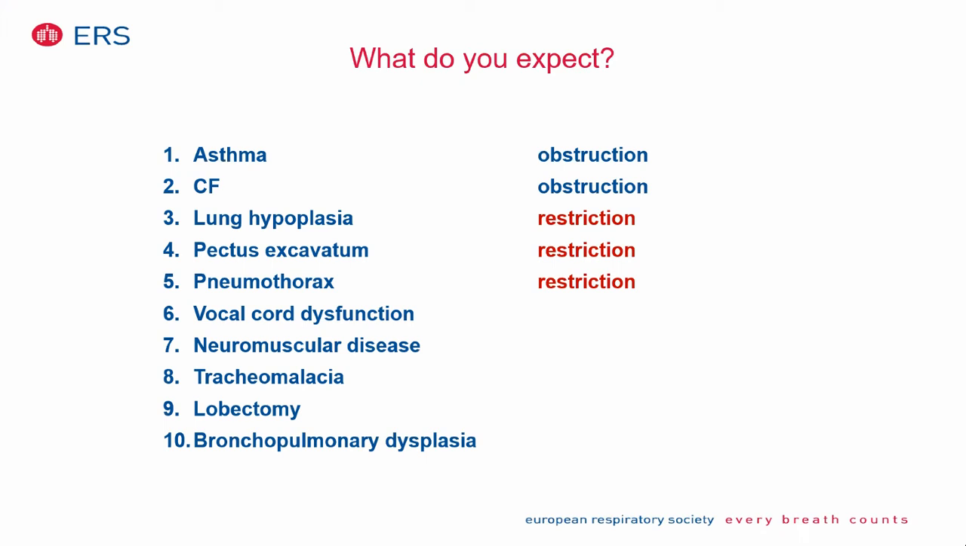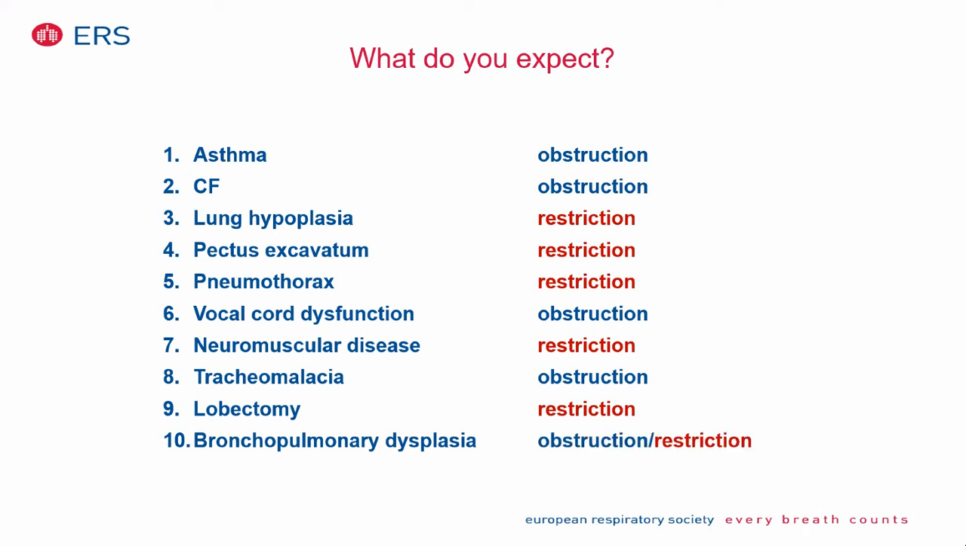Vocal cord dysfunction is also an obstruction of your large airways. You might see, especially in the inspiratory flow, an obstruction. In neuromuscular disease, it's also a restrictive pattern. Tracheomalacia, which is an obstruction of your airways, shows you reduced flows. Lobectomy is a restrictive pattern. And bronchopulmonary dysplasia might be both obstructive and restrictive.